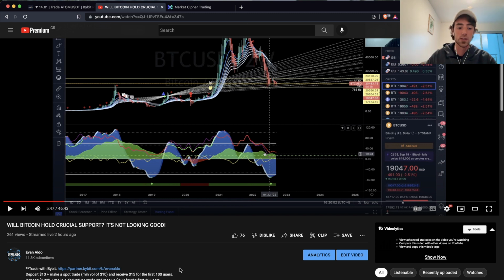And even if you're somebody who doesn't want to leverage trade, their fees, I believe, are still, don't quote me on it, but I believe they still might be doing a discount for spot trading fees on there as well.